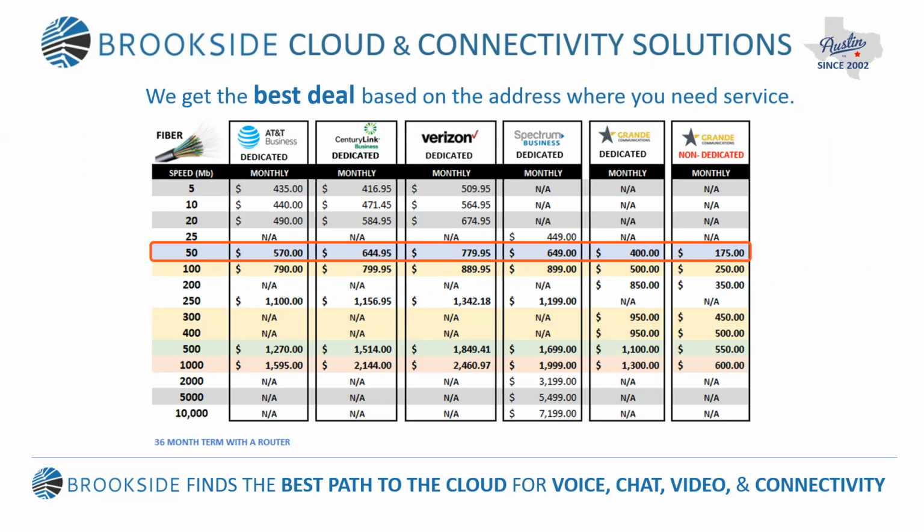This is an example for an address for some client we had that was all over the map. For 50 megs of fiber, it was anywhere from AT&T dedicated at 570 to Grande at 400. I mean, this is big, and it's just based on address. In that situation, I would recommend Grande, or at least just provide options. We do all this work for you, find the best path to the cloud, and then present it to you.